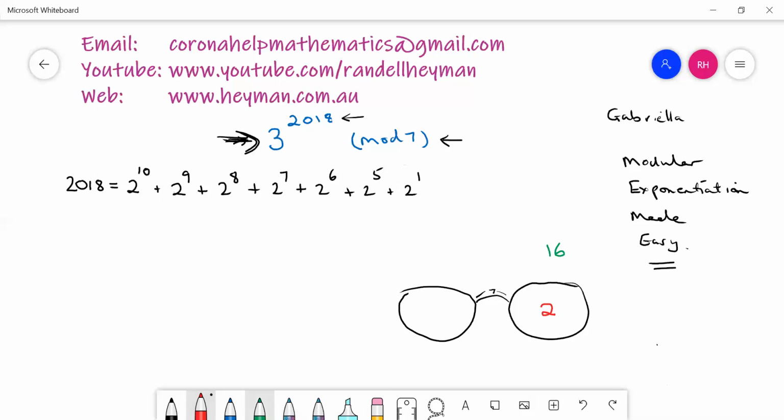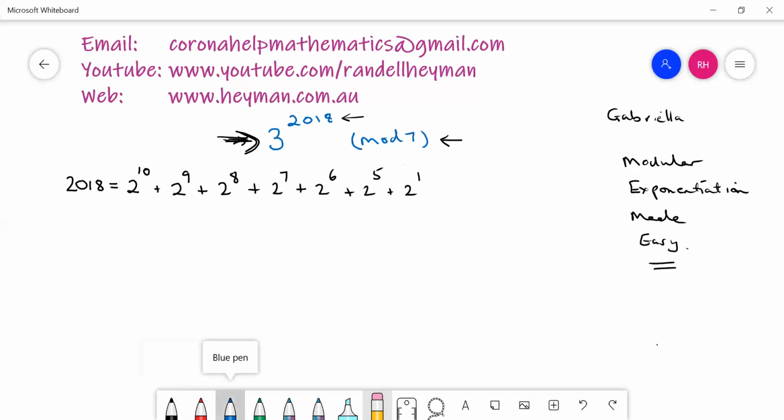Let's do another one. What happens if in these glasses, on the whiteboard, you had the number 703? Well, when you look through the glasses, you would see the remainder when you divide 703 by 7, and that would be 3. Okay? So that's the trick we're going to use. It enables you to make the numbers smaller, and if you can keep making the numbers smaller, eventually the problem will solve itself.